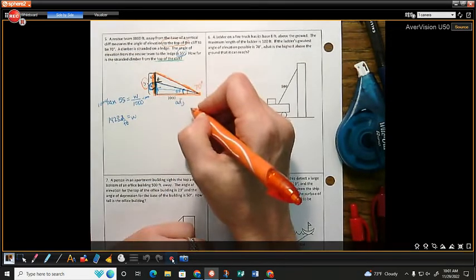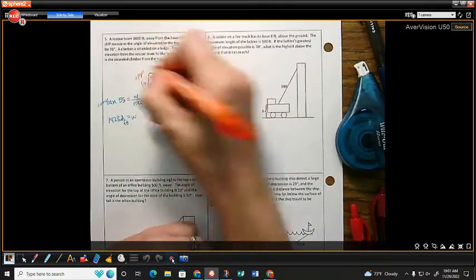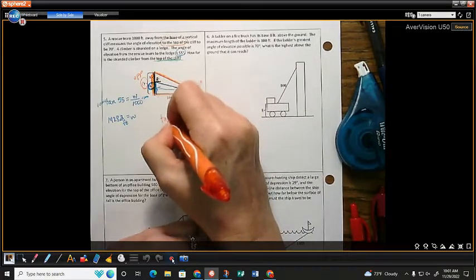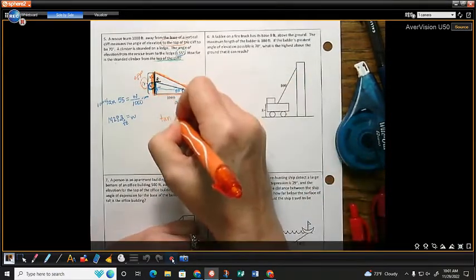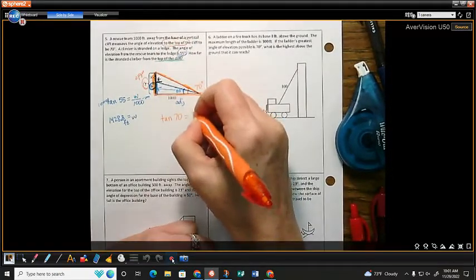Let's see, I need y. It's opposite of my angle. 1,000. Is this another tangent? Yes. But what angle am I going to use here? The 70, because now I'm looking up higher. And it's going to equal y over 1,000.